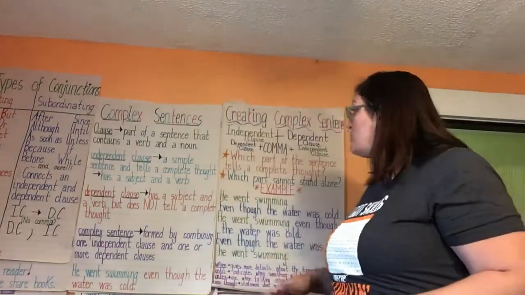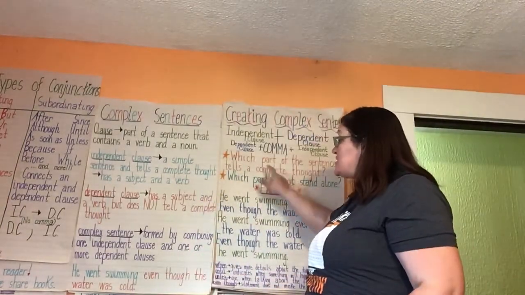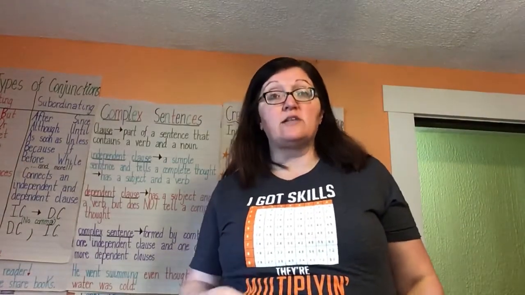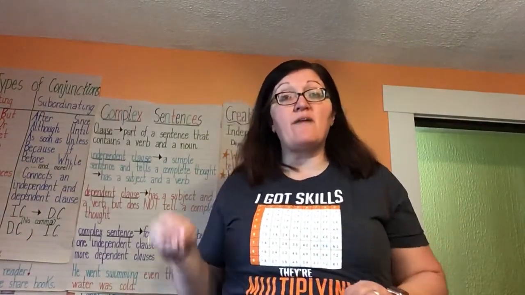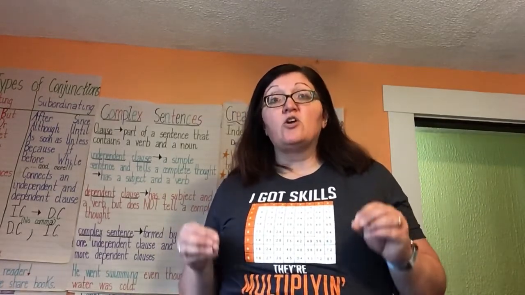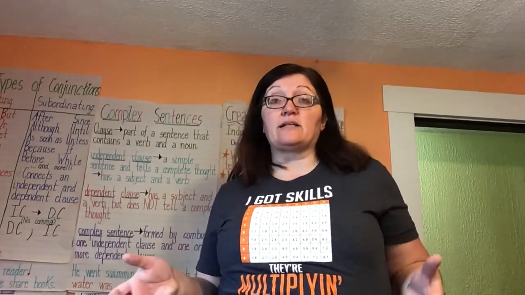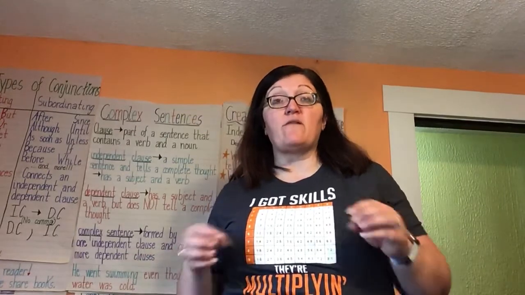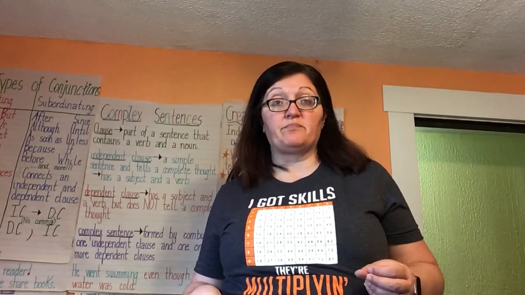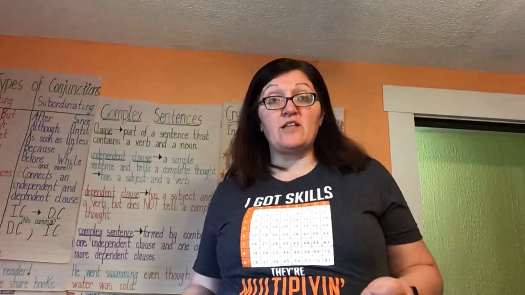So when you go through and write it, you need to go through and see, okay, which part tells a complete thought? Where is my independent clause? Where is my dependent clause? If you don't have an independent clause and a dependent clause with a conjunction, you don't have a complex sentence. Okay, so you need to make sure that you have all the parts that we've been talking about when you write your complex sentence.